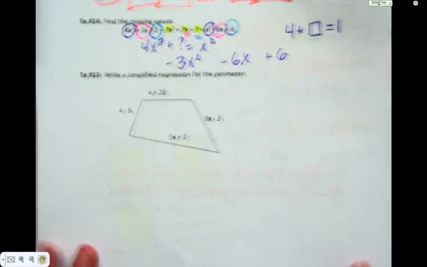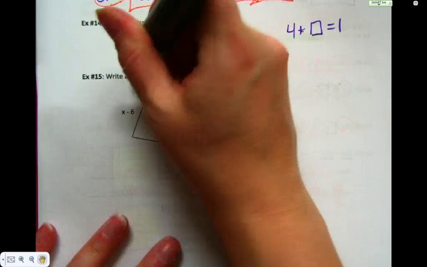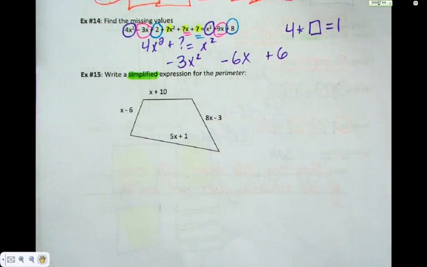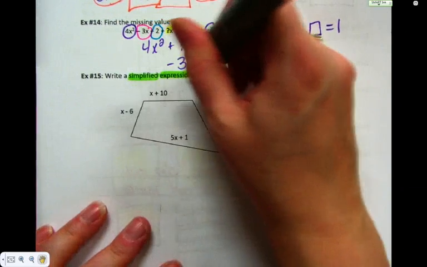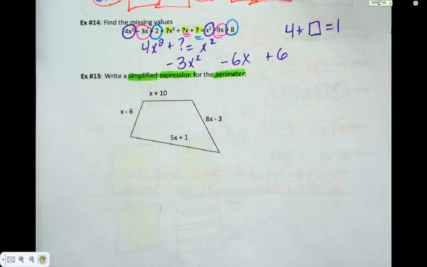Oh, then we like to throw in these questions. Whoa! Find the simplified expression for the perimeter. I'm going to highlight simplified. I'm going to highlight expression. That's one of our vocabulary words. And I'm going to highlight perimeter. Not yet. Later in the unit.